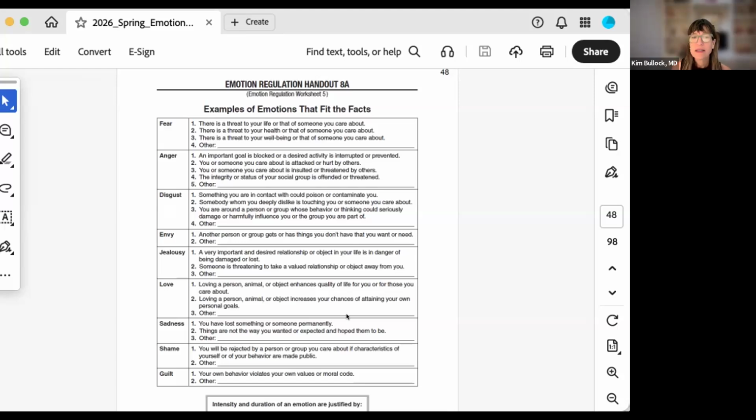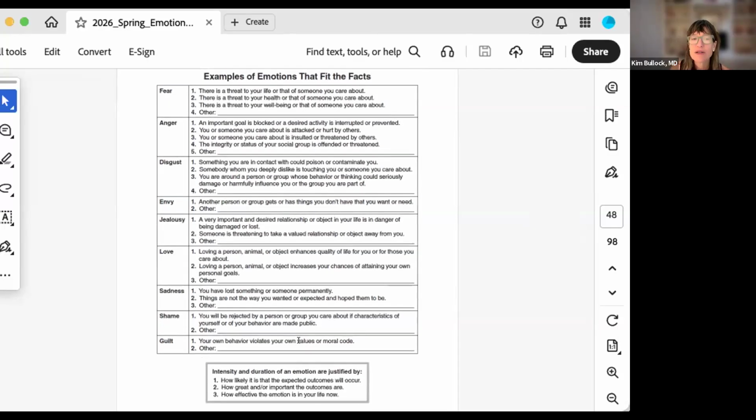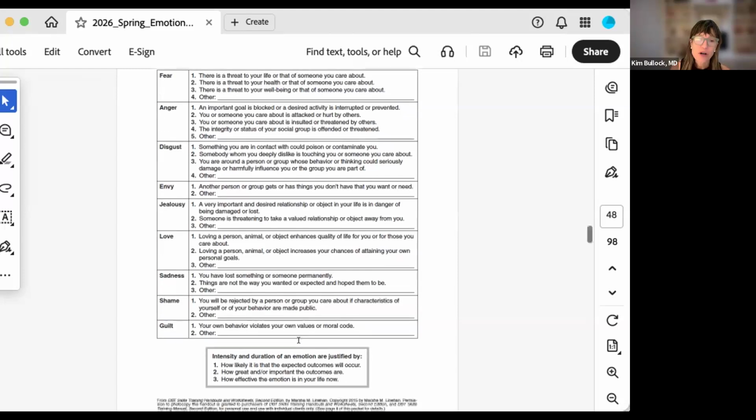And love would be loving a person, animal, or object that enhances your quality of life or that of those you care about. Sadness might be when you've lost something or someone permanently, or things are not the way you wanted or expected them to be. And shame would be when you're rejected by a person or a group that you care about, or if characteristics of yourself or your behavior were made public. And guilt is when your own behavior violates your own values or moral code.